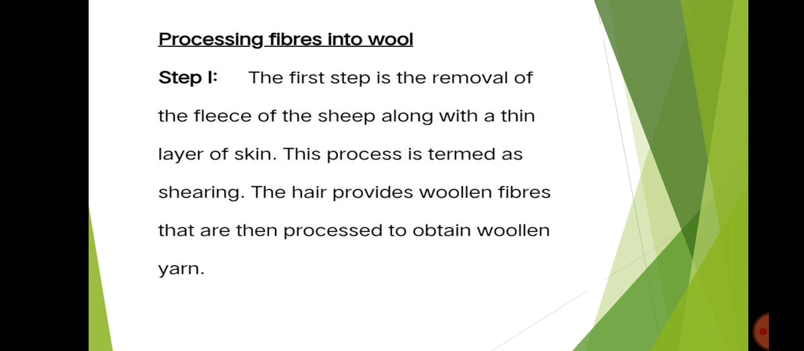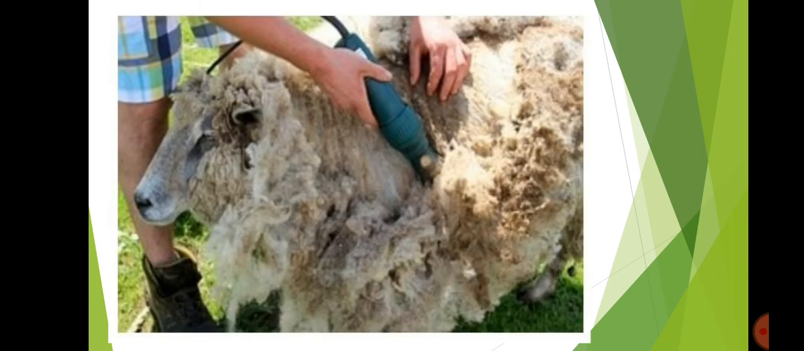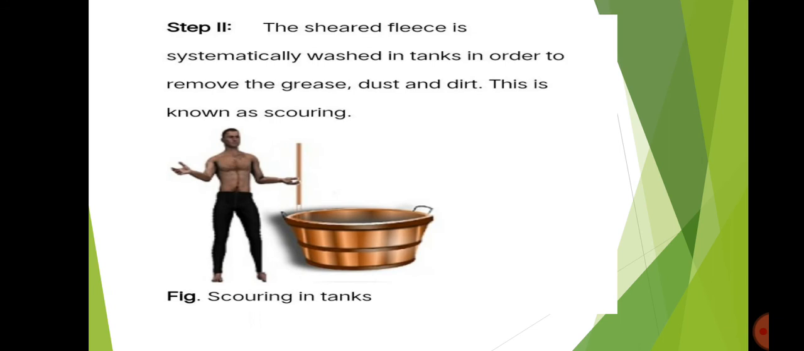Processing fibers into wool. Step 1. The first step is the removal of the fleece of the sheep along with a thin layer of skin. This process is termed shearing. The hair provides woolen fibers that are then processed to obtain woolen yarn. Look at this picture. This is the process of shearing. Step 2. The sheared fleece is systematically washed in tanks in order to remove the grease, dust, and dirt. This is known as scouring.